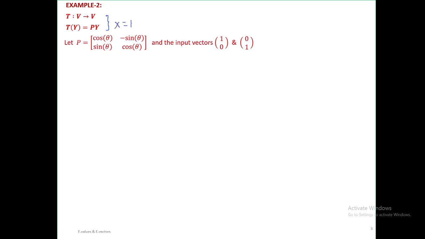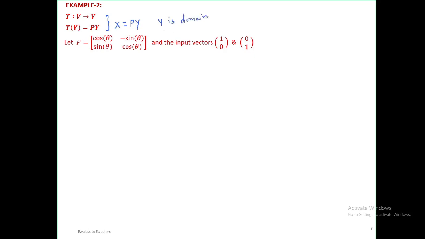Let us call it like this. Now x means T of y. This entire value I am calling x. So x is equal to P of y. Now y is the old vector, the domain vector. P into y, that means x, is the codomain vector. So y is the domain vector.